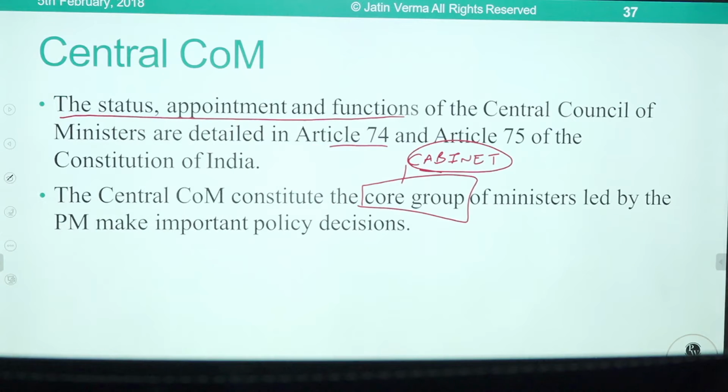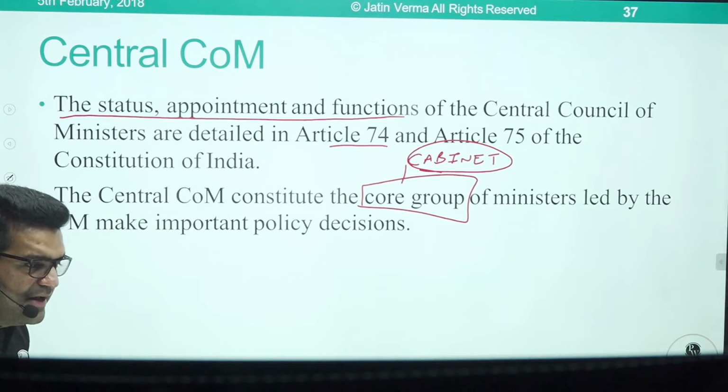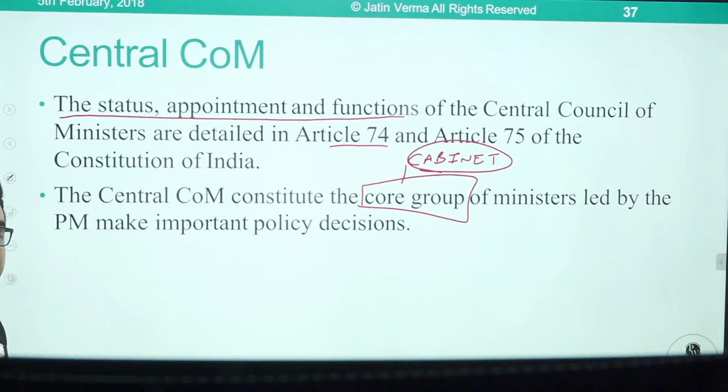The term kitchen cabinet was coined by commentators during the tenure of Indira Gandhi, since she was the lady prime minister. They used to say that while making tea in the kitchen, Indira Gandhi would be consulting her close confidantes, her close ministers, though she never entered the kitchen. So the term was coined euphemistically only, you can say. Okay, so this was there.